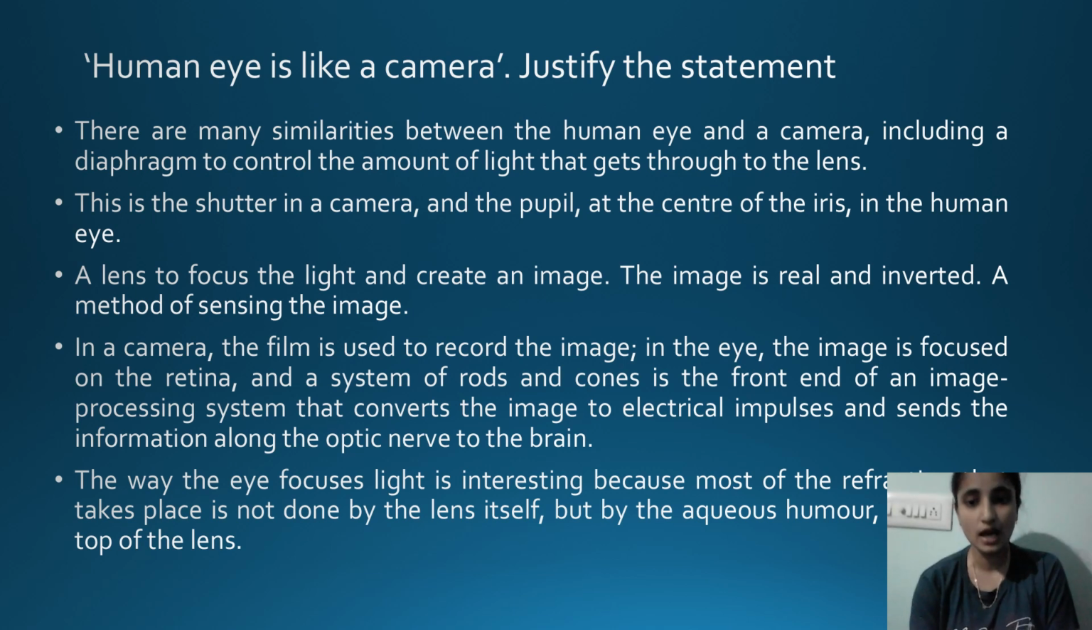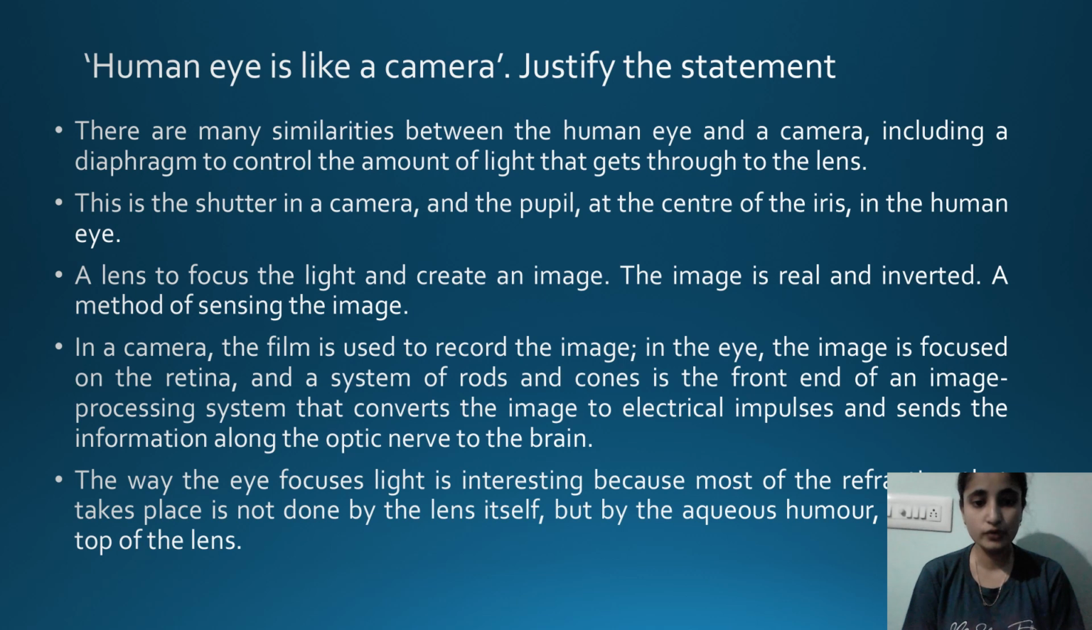The image is real and inverted. A method of sensing the image: in a camera, the film is used to record the image. In the eye, the image is focused on the retina, and a system of rods and cones is the front end of the image processing system that converts the image to electrical impulses and sends the information along the optic nerve to the brain.